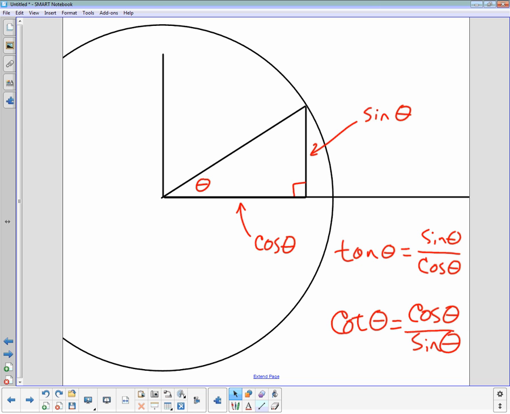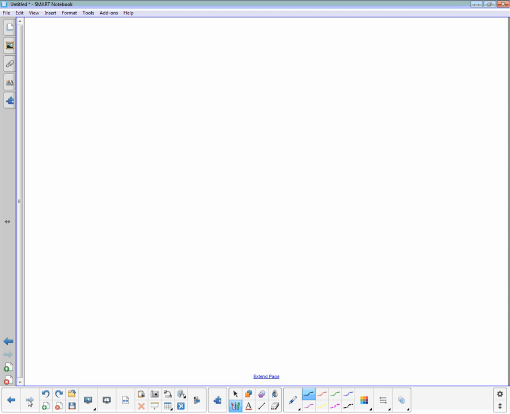All right. Now, secant, cosecant are very much alike. Again, mostly because sine and cosine are so much alike. So, let's do one of those.